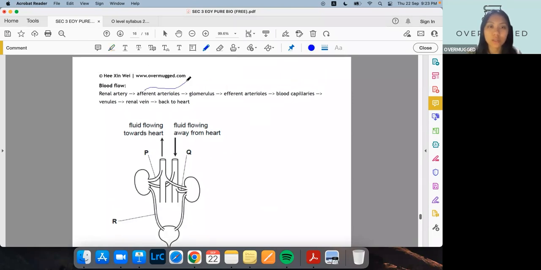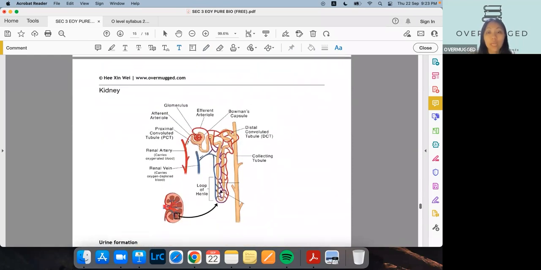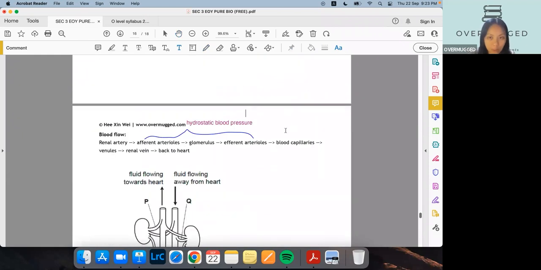I just want to give the full picture. So hydrostatic blood pressure. And then after that, the blood flows into the blood capillaries. And the blood capillaries is the part where the reabsorption is happening, right? All the glucose and amino acid, selective reabsorption. That's what I mean. Never mind, you all know what I mean. Blood capillaries, selective reabsorption. So all the water, salt, glucose and amino acid are reabsorbed into the blood capillaries, back to our blood. And then it goes back to venules and then veins. So transport back to the heart.